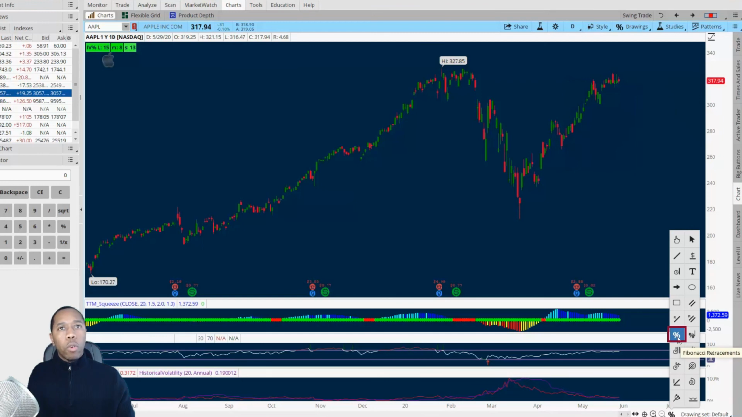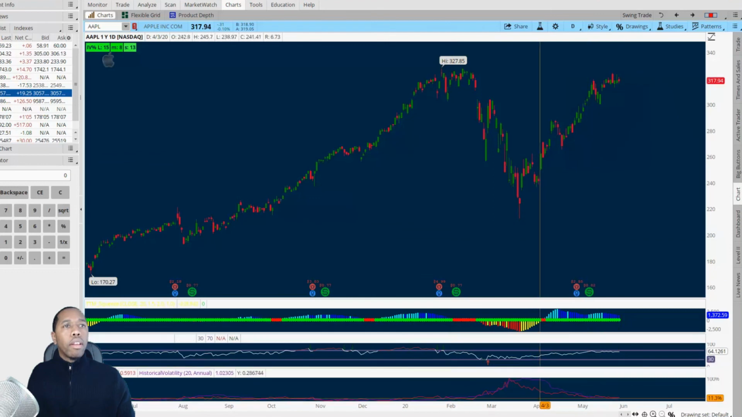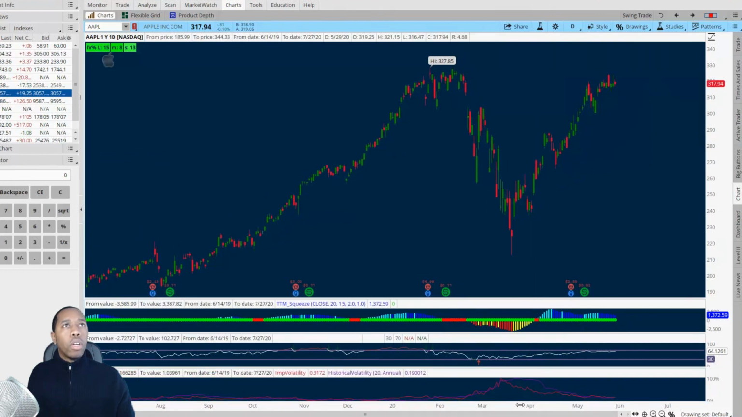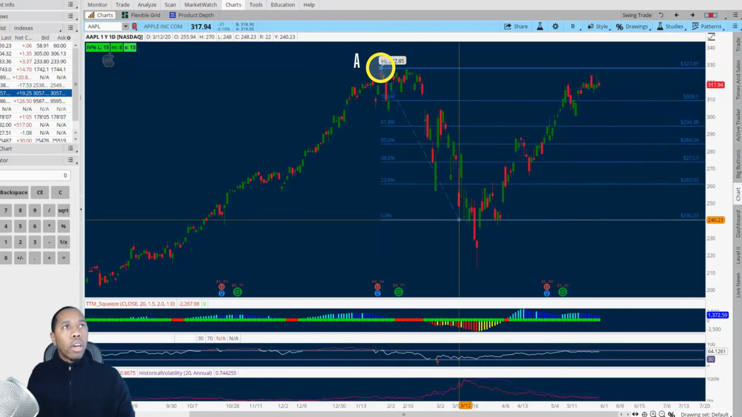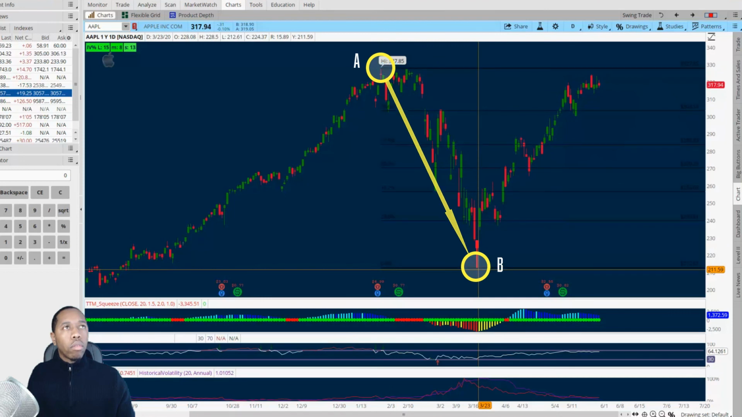So what I want to do is click on the retracements, okay? And what we're going to do is build a custom build out first, and then I'm going to show you guys really how to use it. But basically, you just take the highest point on the chart to the lowest point on the chart.